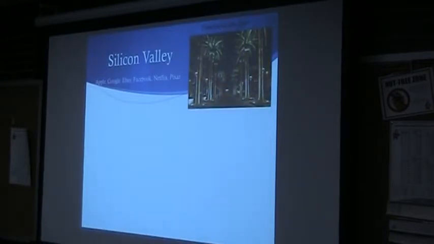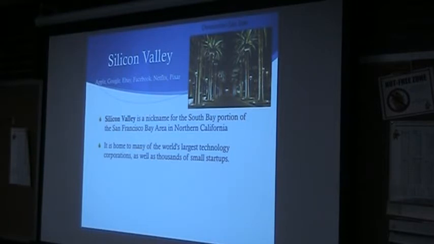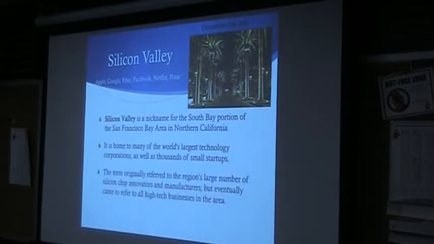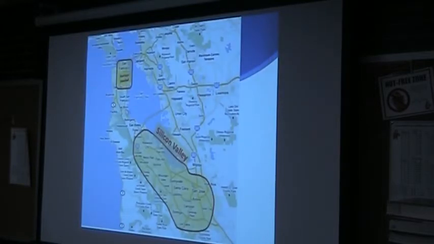Here they are. Take a look there at San Jose. All right, the South Bay portion of the San Francisco Bay Area in Northern California. Lots of startups. They used to make silicon chips, but eventually now it just refers to all of the high-tech businesses and 1/3 of all venture capital investment. That's a ton. 1/3 of all that venture capital is going to Silicon Valley. Here it is.